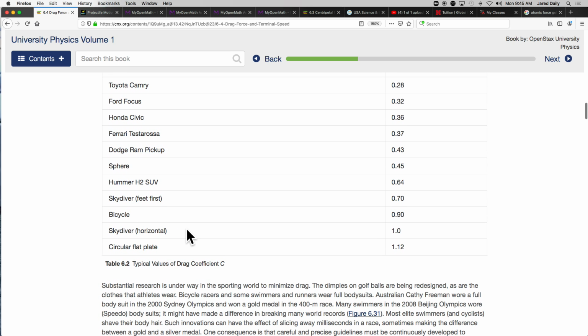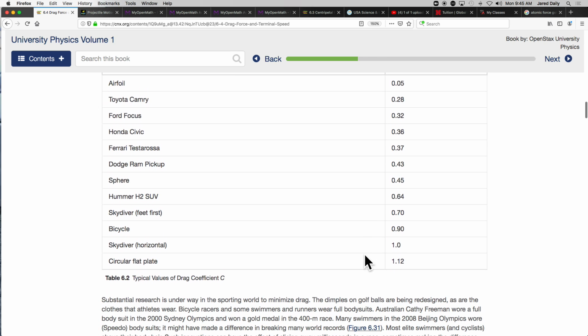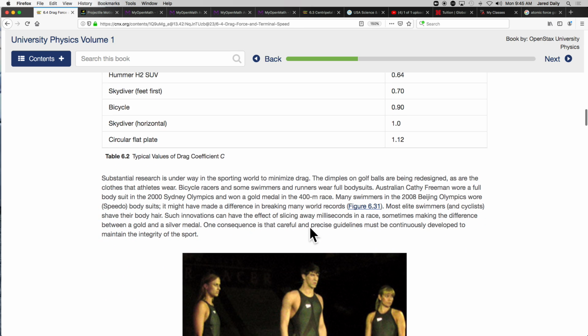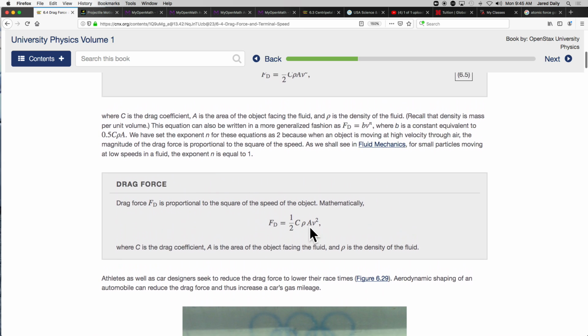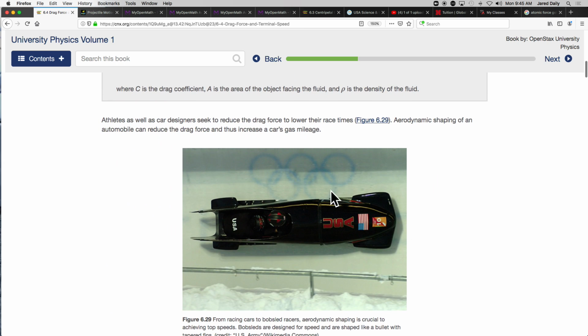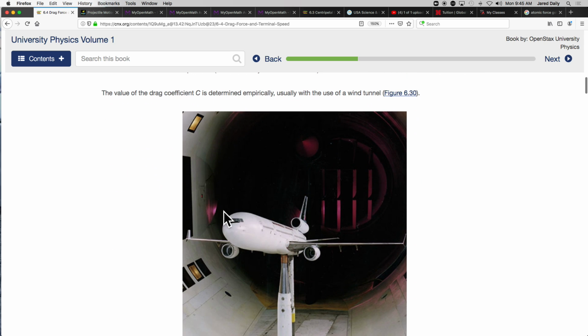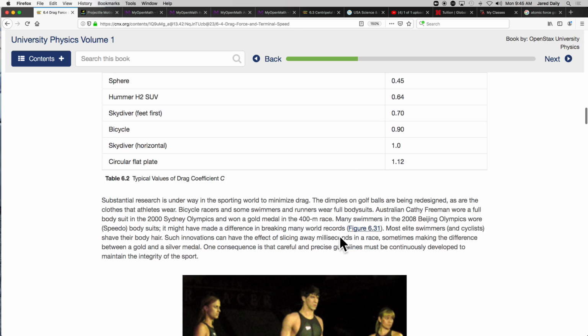Skydiver, bicycle, a horizontal skydiver, that's the highest one yet, and a circular flat plate, very, very high drag coefficient. And the higher the drag coefficient, of course, the more drag there is. And you can see things that have low drag have interesting shapes to them. Like this is very round, very smooth, but you can see towards the back here there's some tapering going on. Like it's kind of fat in the middle, skinny in the front, tapered in the back. Airplanes are the same way. They're kind of fat in the middle and the front, and then they taper as you go back. Wings are that same way.